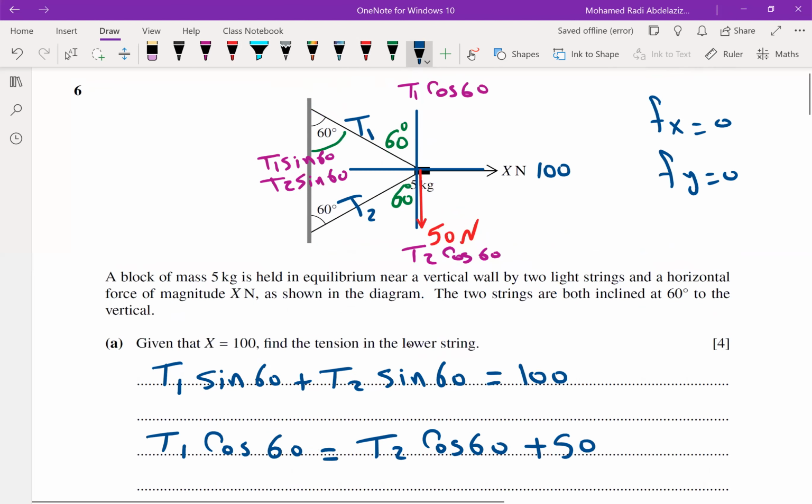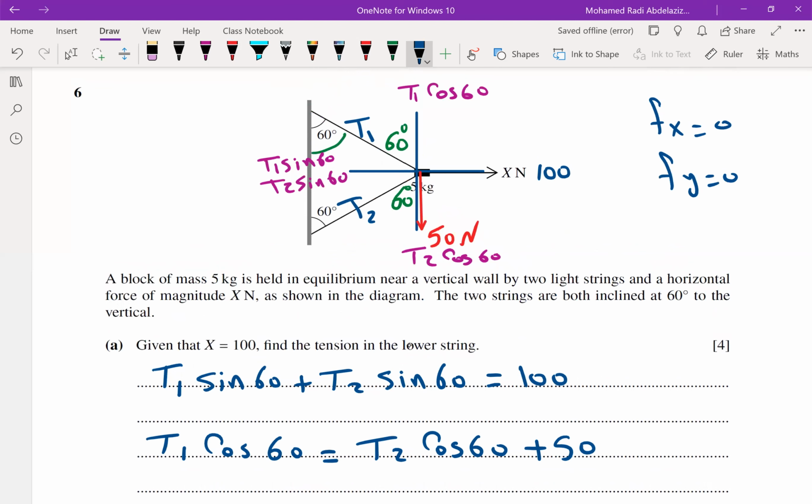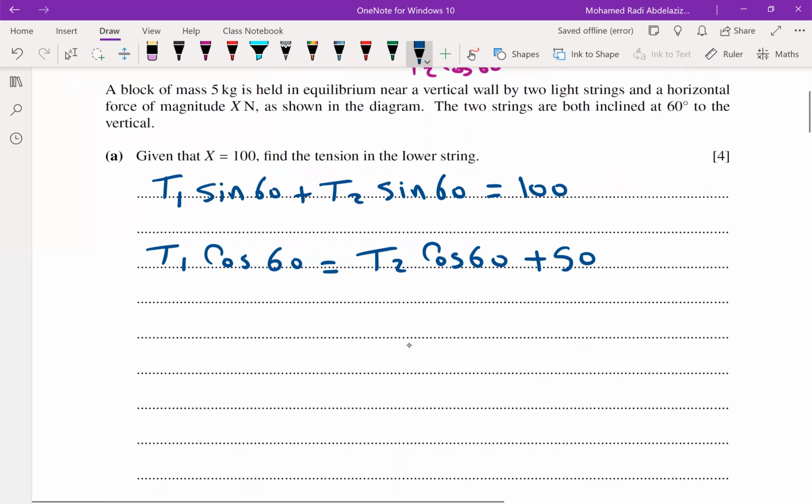Or if you write the sum of forces in x equal 0 and in y equal 0, you will get the same equations. You can rearrange: if you move T2 to the other side, it will be minus, and it is equal to 50. So now it's easy to solve the equations simultaneously to get T1 and T2. You can use elimination or the substitution method. I will use the calculator to solve the simultaneous equations.